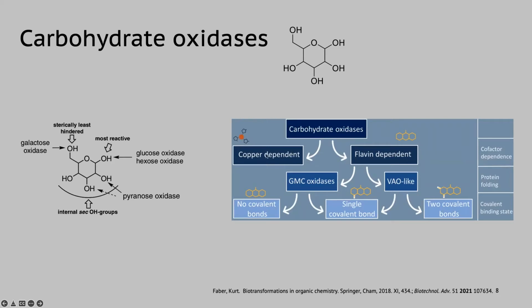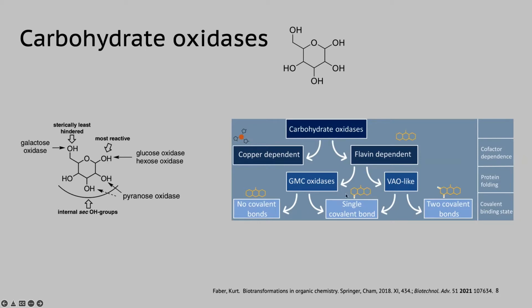Copper-dependent oxidases make use of a single copper ion, which is bound in the protein core, held in place by the surrounding residues. The best known member of this class is the fungal galactose oxidase, which I will talk about in a minute. And all copper-containing carbohydrate oxidases belong to the same structural family.